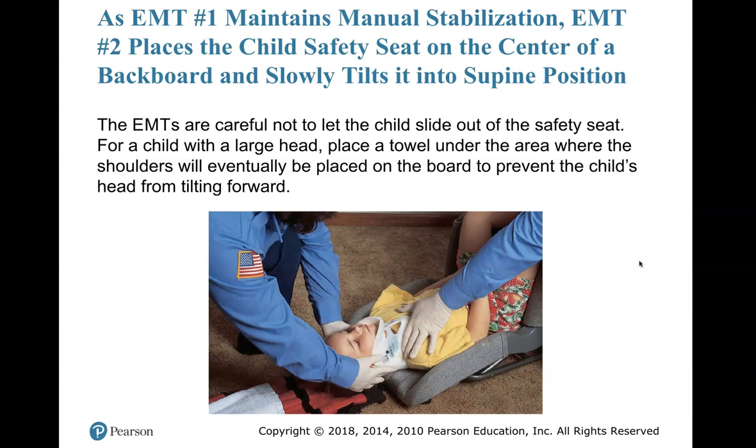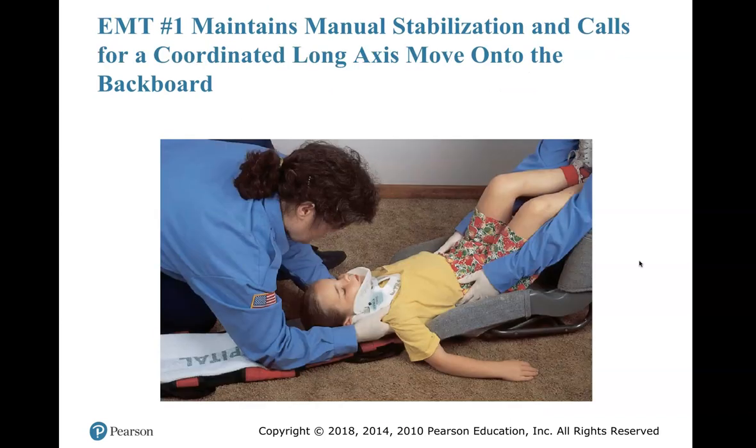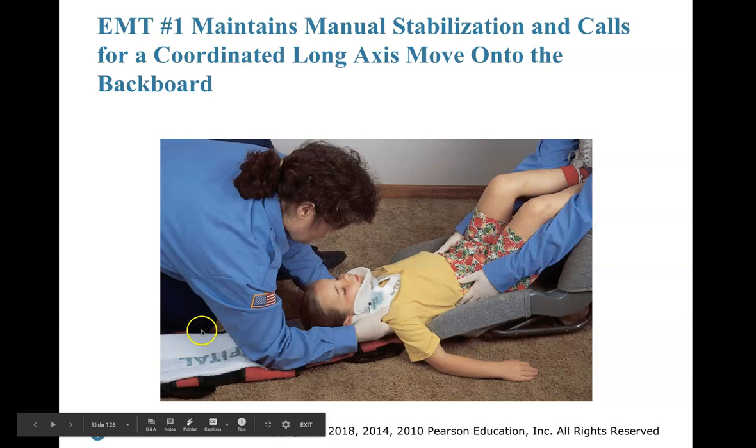See, they're using the car seat. Hint, hint, hint. The EMTs are careful not to let the child slide out of the safety seat. For a child with a large head, place a towel under the area where the shoulders will eventually be placed on the board to prevent the child's head from tilting forward. EMT-1 maintains manual stabilization and calls for a coordinated long axis move onto the board. So they're going to work together to slide that child from that car seat onto that board. And look, they even have padding ready.